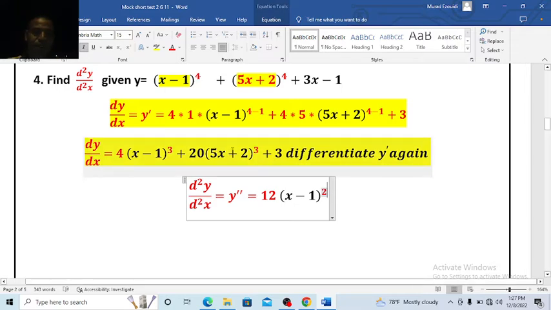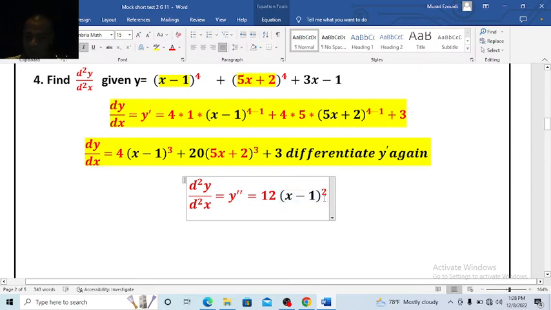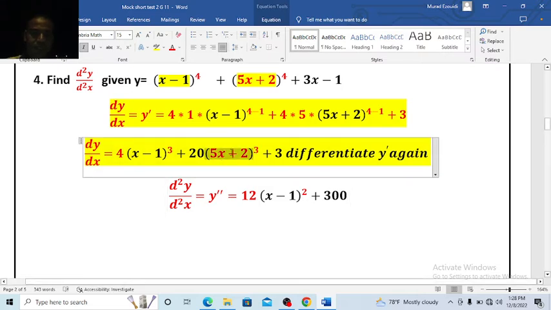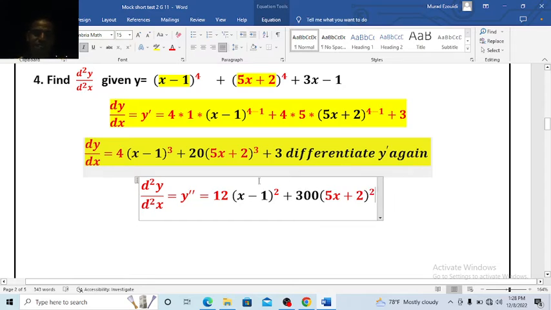Then I will move to the next one. 3 multiplied by 20 is 60, multiplied by the first derivative of 5x plus 2, which is 5, is 300. Plus 300 times 5x plus 2 to the power 3 minus 1, which is 2. Then plus the first derivative of 3, which is 0, because the first derivative of any constant is 0. No need to write it. So this is the second derivative of the function.